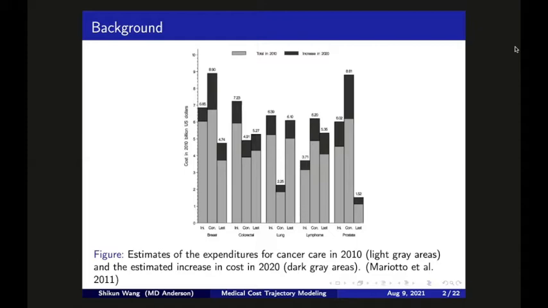In this bar plot, the light gray areas show the estimates of the national expenditures for cancer care in 2010, and the dark gray areas show the projected increase in 2020. Prostate and female breast cancers have the highest costs in the continuing phase. The highest increases in the medical cost of care in 2020 were projected for female breast and prostate cancer patients in the continuing phase. This phase of care approach is a simple estimation of the longitudinal cost trajectory as a piecewise constant function with 3 segments, regardless of survival duration.